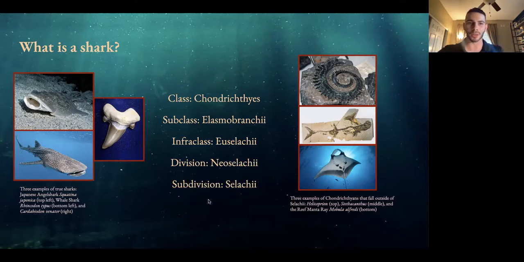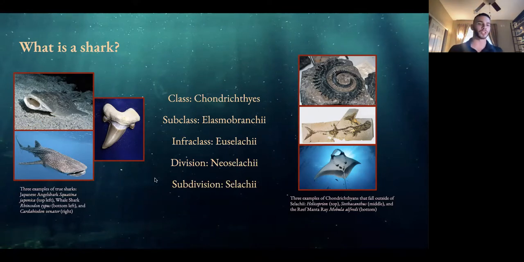So, a few examples of non-shark Chondrichthyans. You have Helicoprion, which is that famous whorl tooth, as well as Stethacanthus, which has that spiny brush. This was my favorite Chondrichthyan as a kid, as well as the reef manta ray.